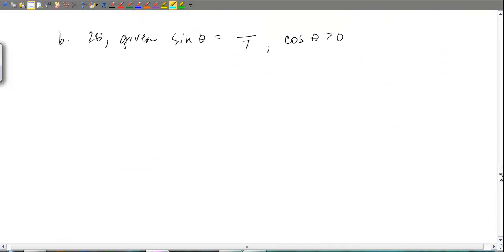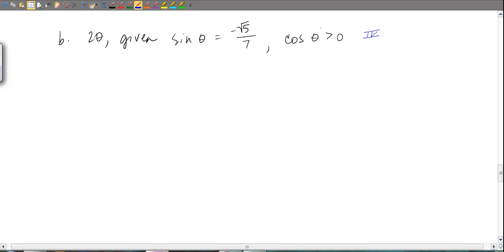Okay, let's look at this next example. Again, the instructions are the same. I want to use identities to be able to find the sine and cosine of 2 theta this time. And I know that sine is negative, cosine is positive, so if that's the case, then I need to be down in quadrant 4, because that's where cosine is positive.